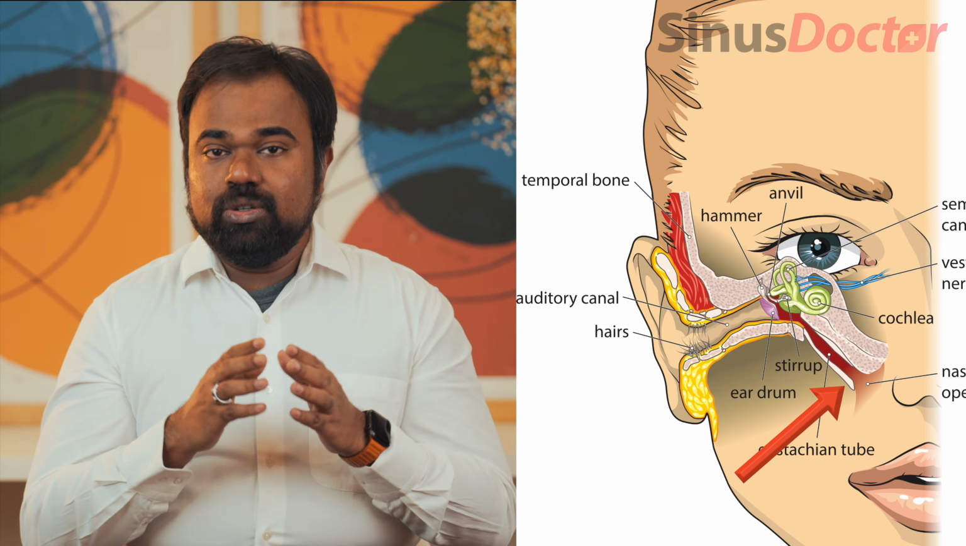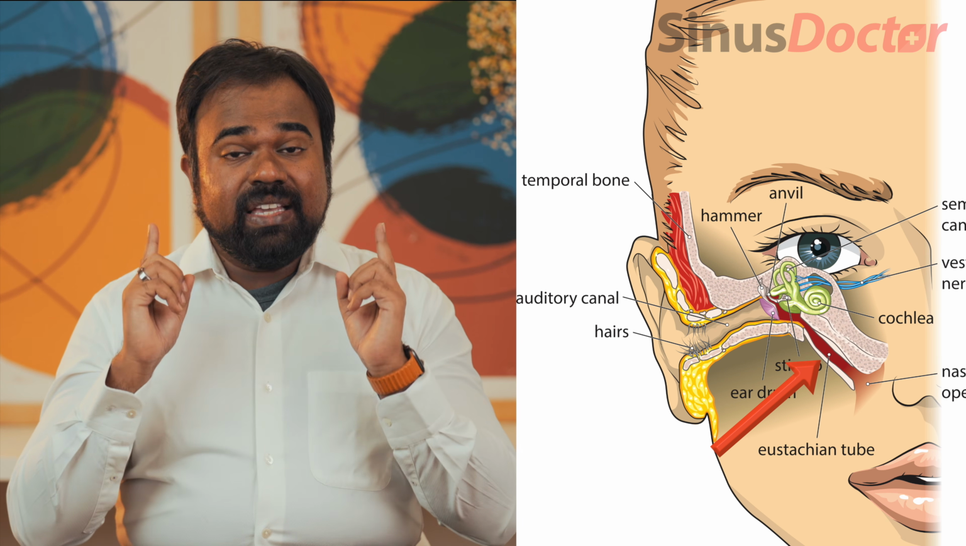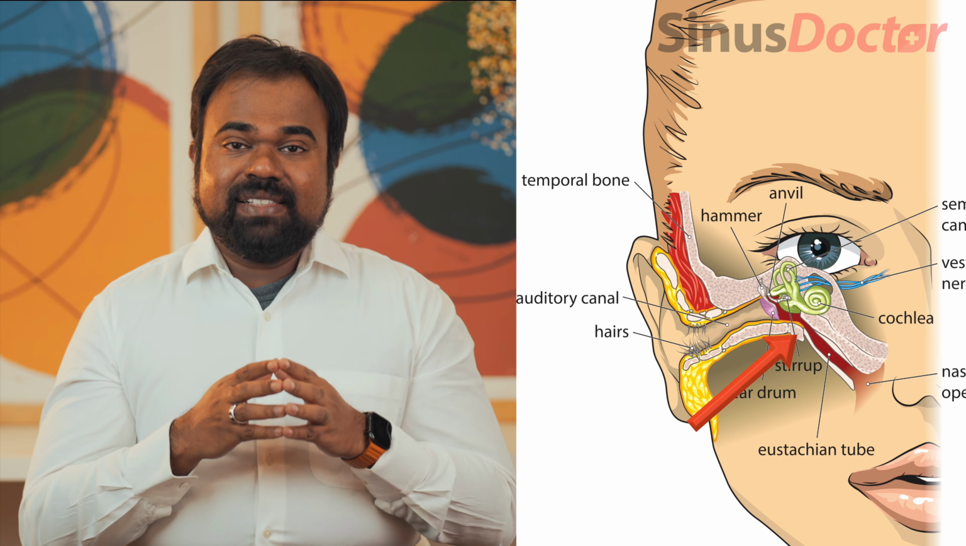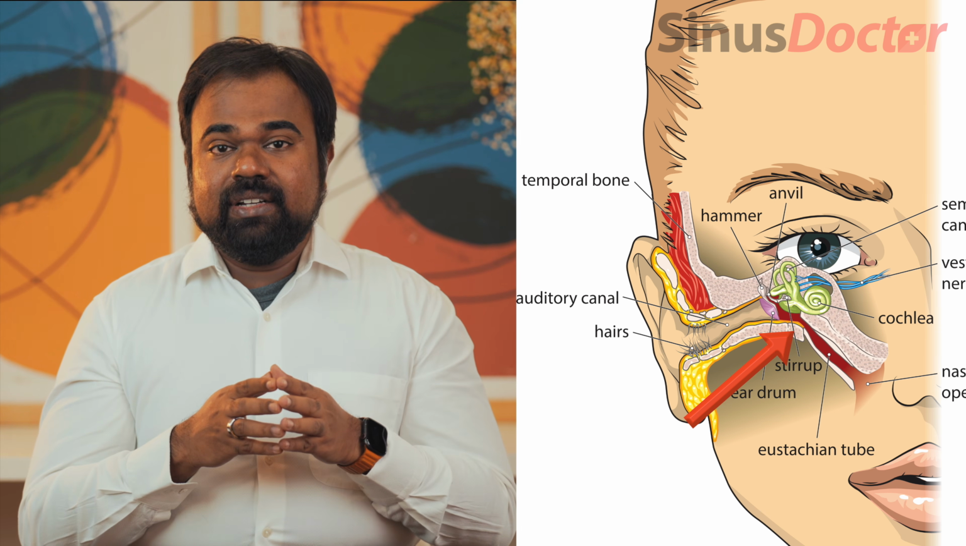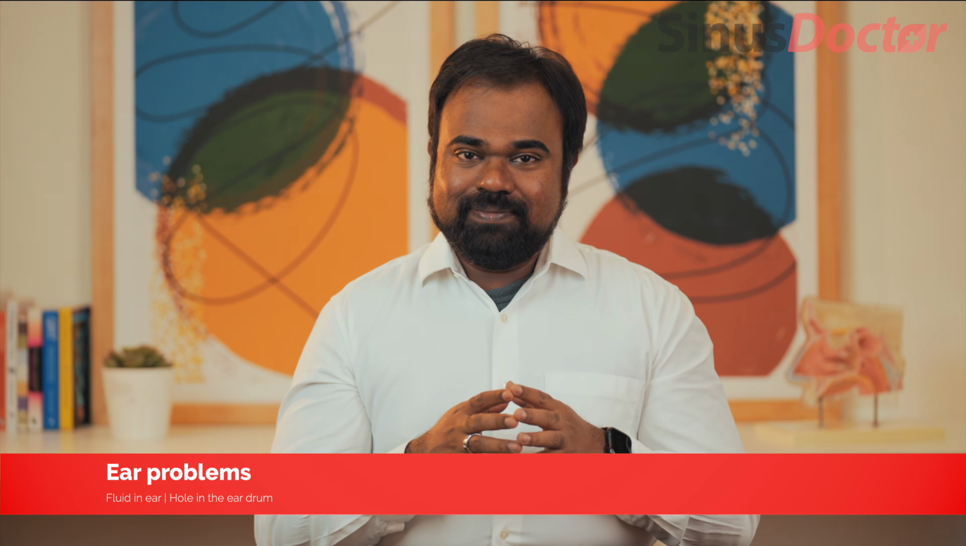Similarly, when we breathe through the nose, the air has to reach the back part of the nose, and there are two tubes called eustachian tubes through which the ears get ventilated. Because of the deviated nasal septum, if this ventilation is affected, there can be fluid formation in the eardrum area and also sometimes holes in the eardrum.